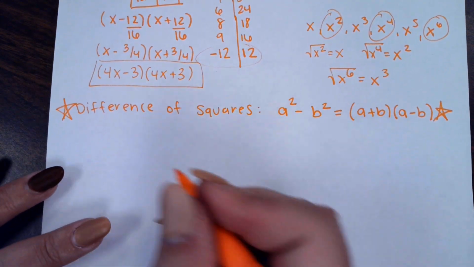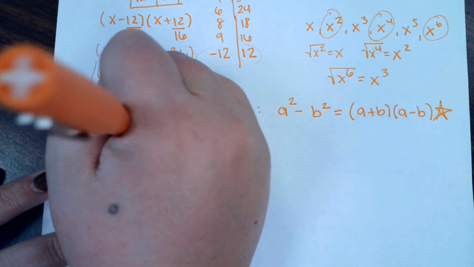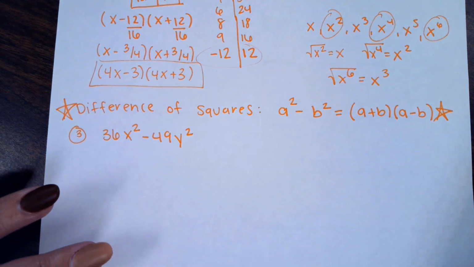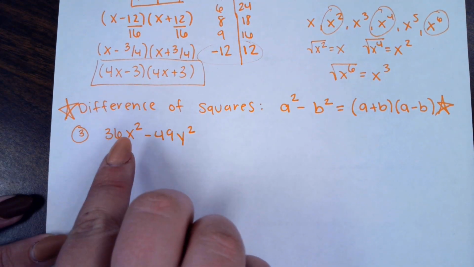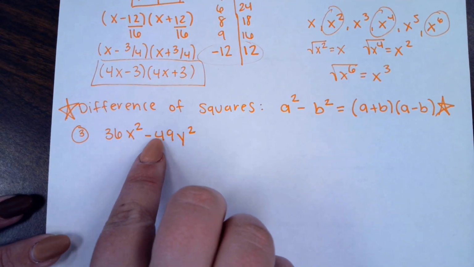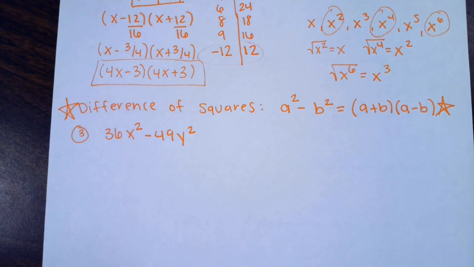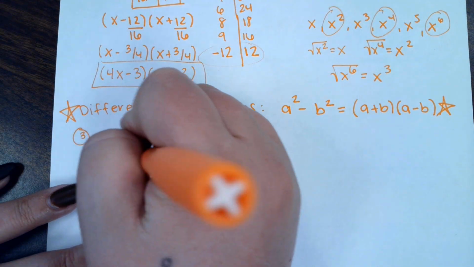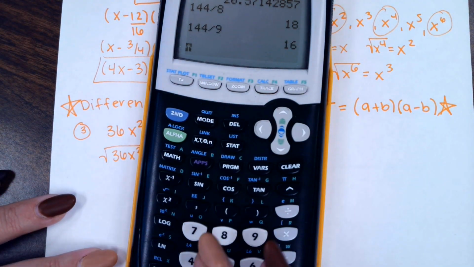All right, so now let's use our rule to do an example. 36x squared minus 49y squared. So we notice, hey, 36 is a perfect square, x squared is a perfect square, 49y squared is a perfect square. So we know we're going to use our rule here. So we need to take the square root of both of our terms. So the square root of 36x squared. Well, if you don't know, you can do it in your calculator. Hopefully you just know, though.